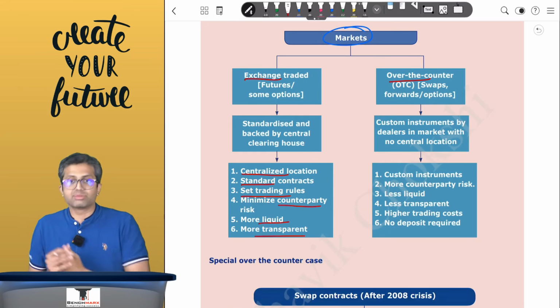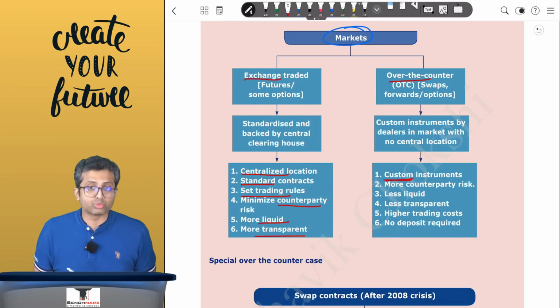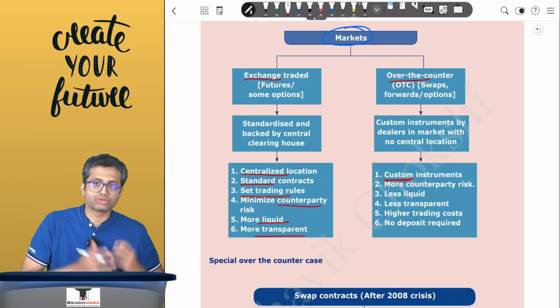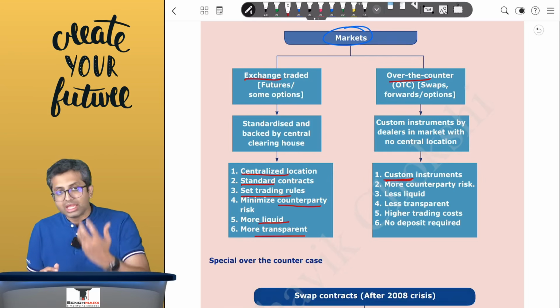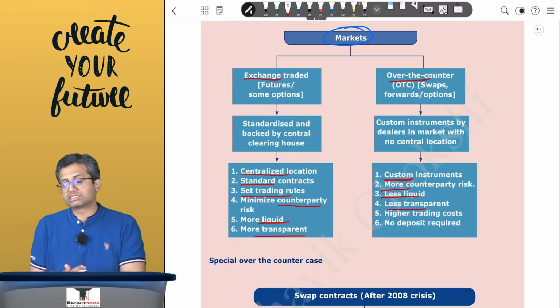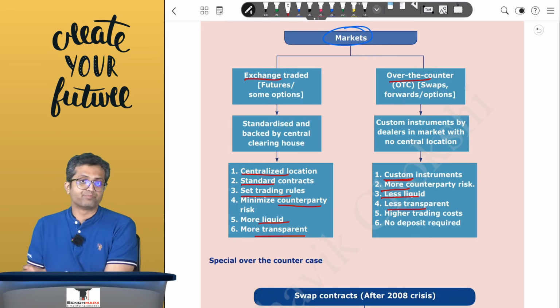However, customization is a big advantage when it comes to the forward contract, where there is no single standardized central location, but there are various dealers, and they are ready to deal in the amount denomination that you want. However, there is more counterparty risk, it is relatively less liquid and less transparent, and has relatively more trading cost, which may be involved over here.